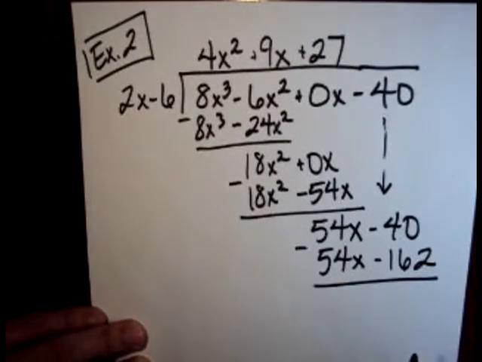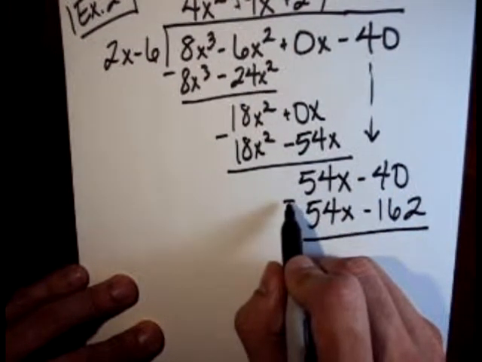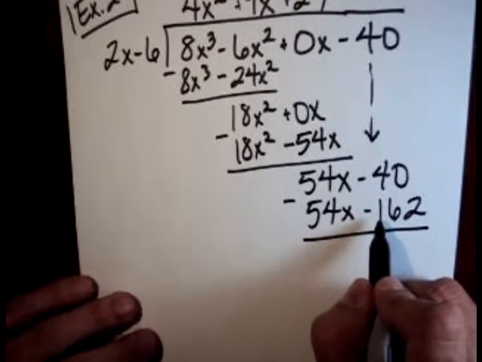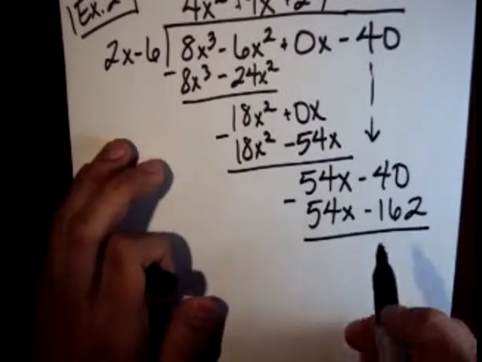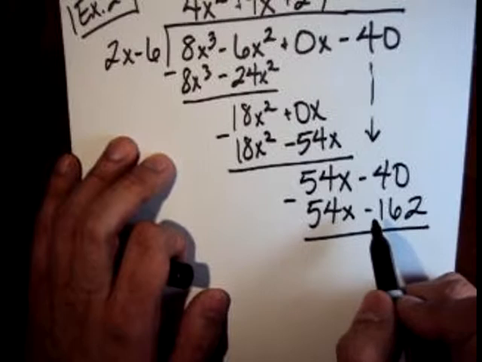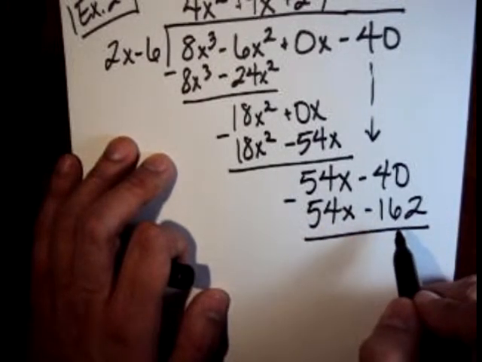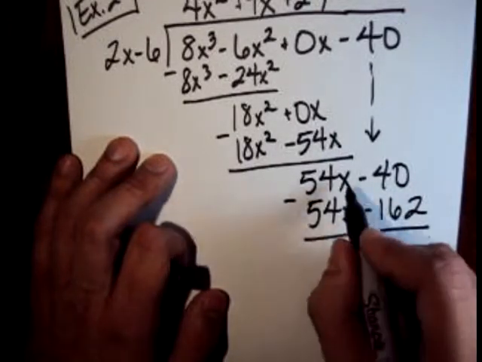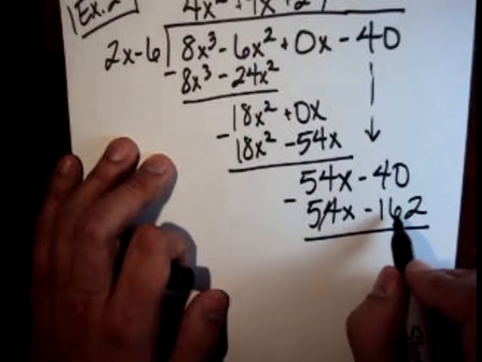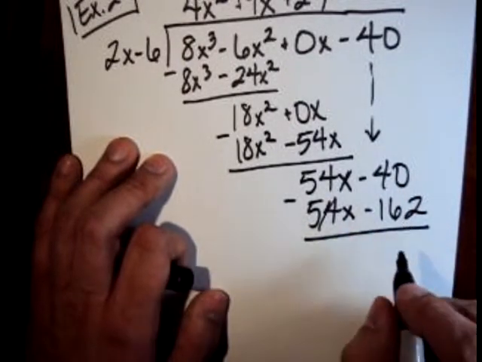And we're going to subtract. So here we have negative 40 minus a negative 162. So what that amounts to is negative 40 plus a positive 162, or we could just say 162 minus 40. So there's a lot of different ways we can think about this problem, but these cancel out. And this, we're left with a positive, looks like 122.